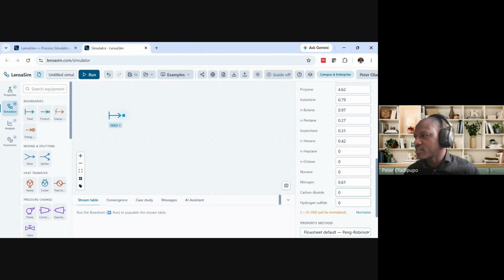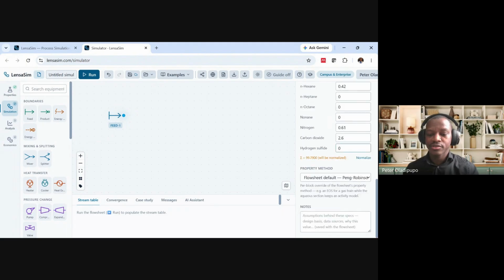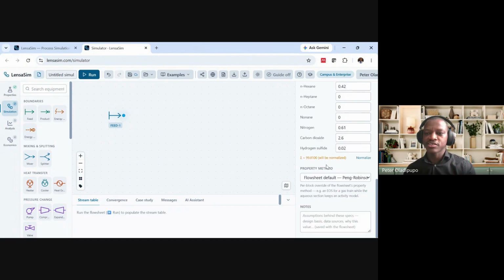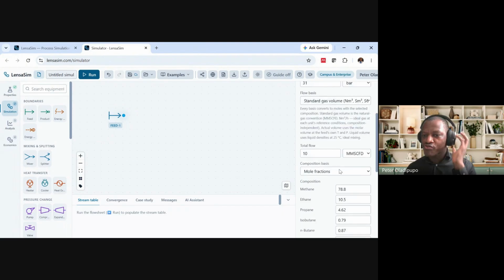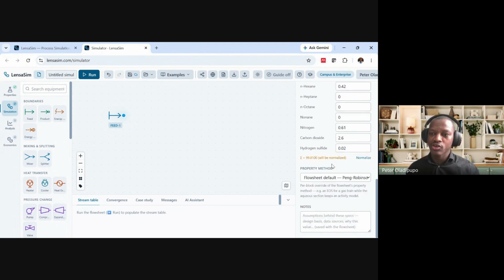Carbon dioxide is 2.6%. Then hydrogen sulfide of 0.02%. Right now, as we put in this specification, the percentages are on a more fraction basis, so it needs to sum up to 1. So we're going to normalize.